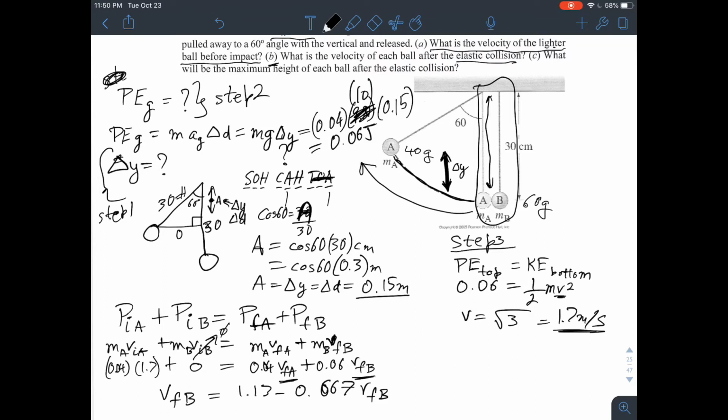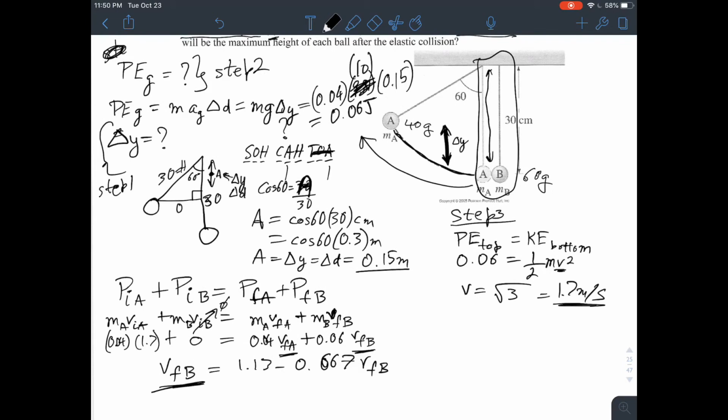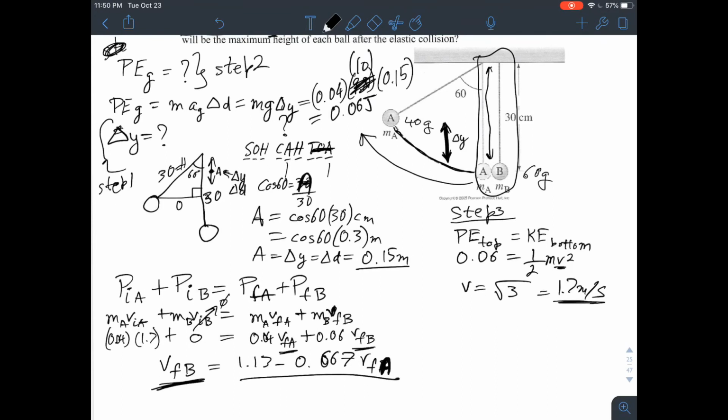Yeah, final velocity of ball B. That makes sense. So if you solve the equation and you divide, you should end up with something like this. Anyway, so now you've defined the final velocity of ball B in terms of final velocity of ball A. So we can substitute this somewhere. But where would we possibly have the opportunity to substitute that?